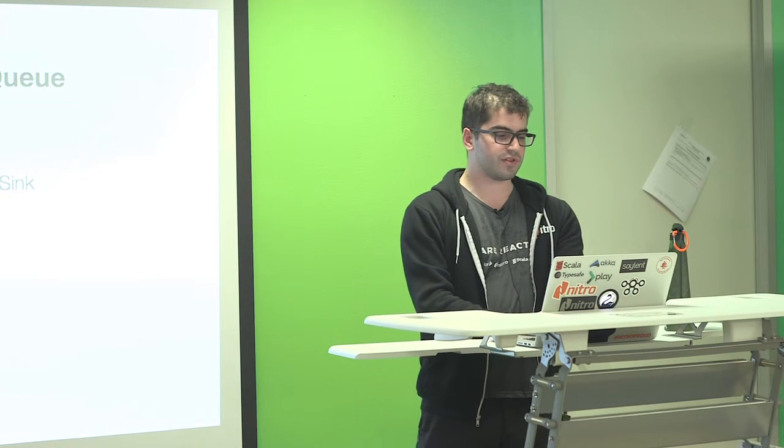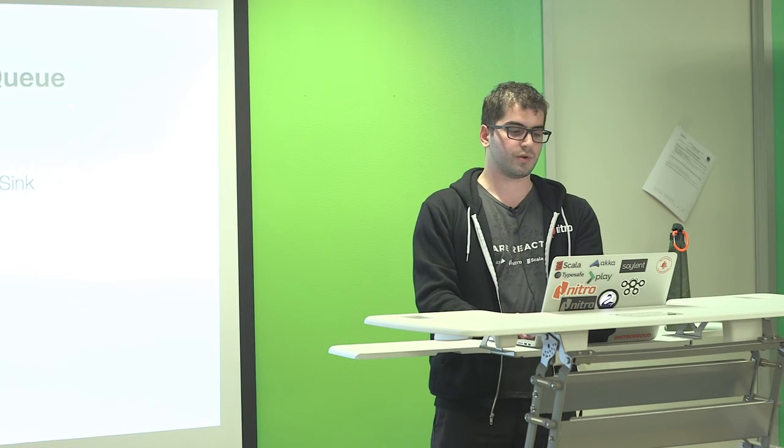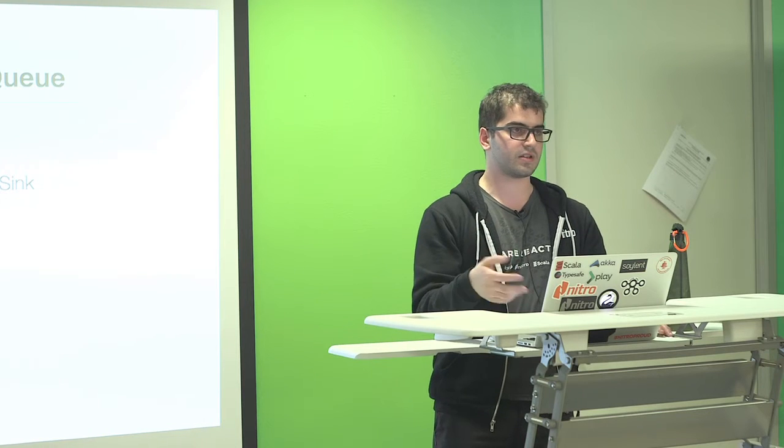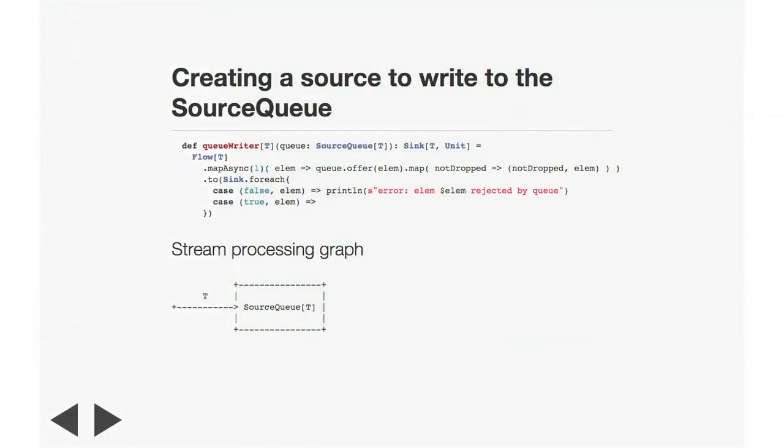And here's the shape of the stream processing graph we just created, right? So events go from the source queue to Kafka, and we can just use the source queue to enqueue events and to be sent to Kafka. So now we need to actually write to that queue, right?